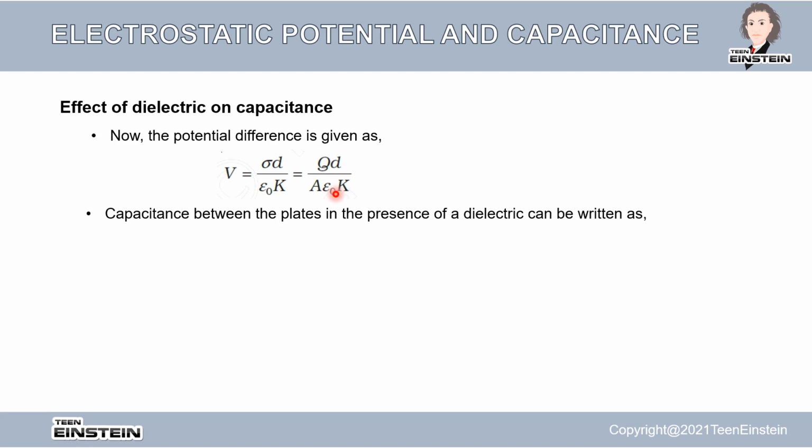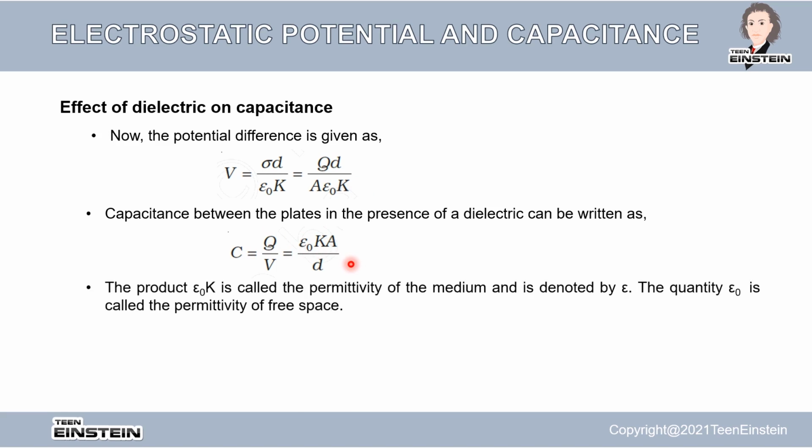So now what is the capacitance? Capacitance is q by v, right? So let's substitute this v here in this equation, q by v. If you substitute qd by a epsilon 0 k, the epsilon 0 k goes to the numerator, qd comes to the denominator, and q gets cancelled. So you have epsilon 0 k a divided by d.